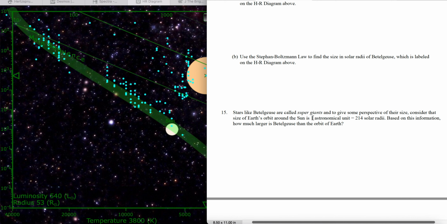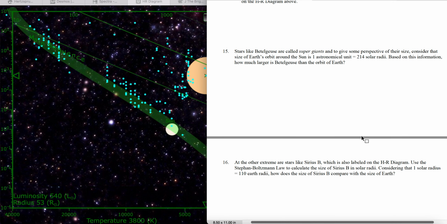If you get a value for Betelgeuse's radius that's bigger than 1 astronomical unit, that means that if we were to replace the sun with Betelgeuse, Betelgeuse would swallow up Mercury, Venus, and Earth. Like literally our orbits would be within Betelgeuse because it's that big, which means we wouldn't have orbits, right?